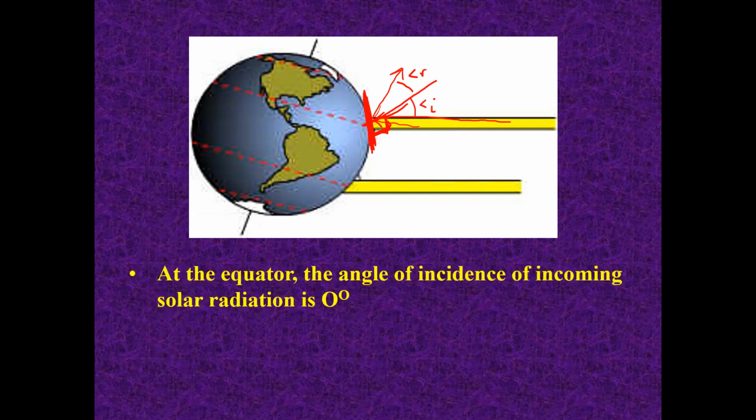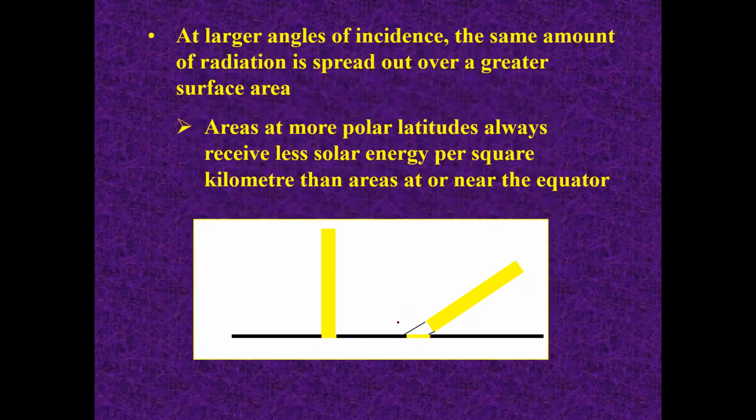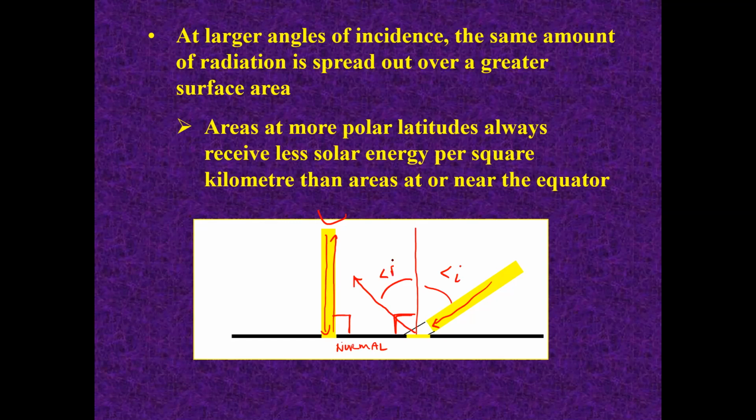At the equator, the angle of incidence of the incoming solar radiation is 0. And I'll show that in a second. As one moves away from the equator, the incidence angle increases. So look, this is 0. Incoming equals outgoing. It's like taking a basketball and bouncing it against the wall. There's my normal, the black line, we call the normal, and my incident ray is perpendicular. Here though, the normal is like this. There's my 90 degrees, incident ray, reflected ray, angle I, angle R.